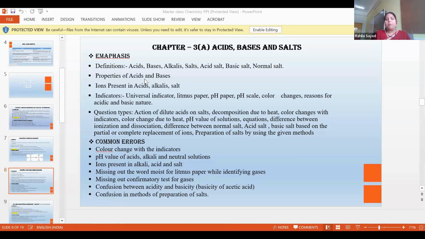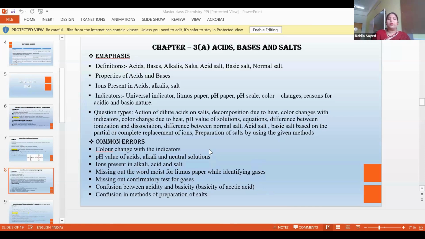Then the ions which are present in an alkali, in acid and salts, you need to know that also. Missing out the word moist for litmus paper while identifying the gases. We always use a moist litmus paper. Then missing out the confirmatory test for a gas. If you write a gas is evolved, which gas was evolved? You need to mention the color, the odor, and along with that, we need to write the confirmatory test of that gas. That is very, very important. Any one confirmatory test or chemical test can be given over there.